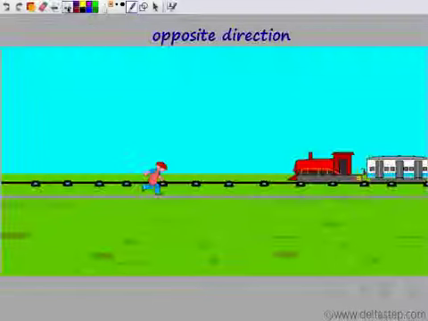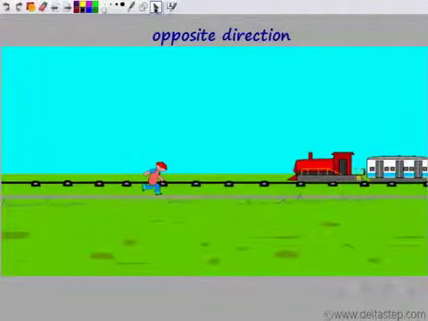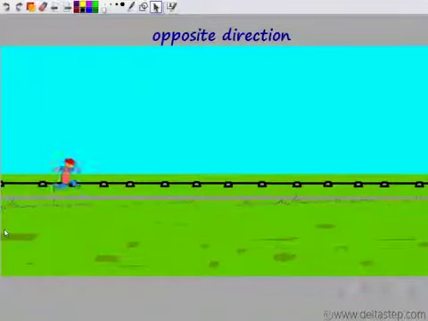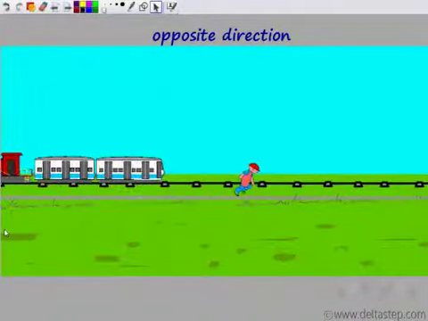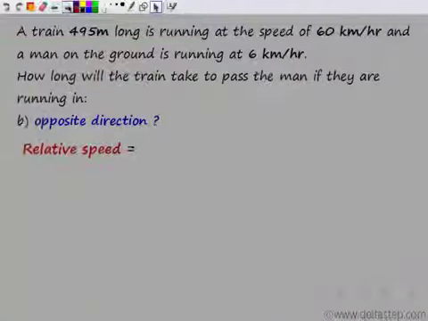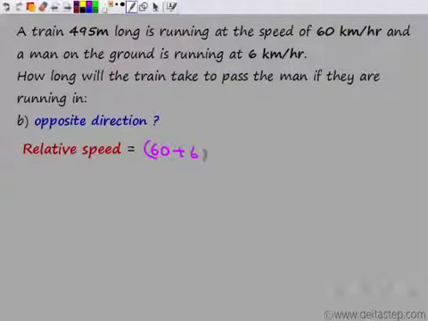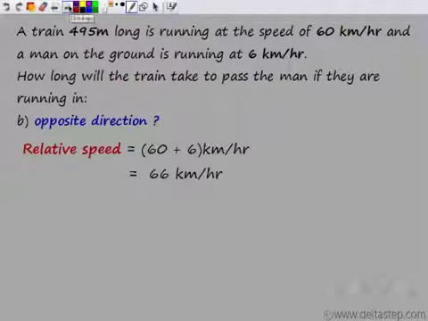Let's first see a video. So since they are running in opposite direction, we know the relative speed would be nothing but the sum of speeds. So train was running at 60, the man is running at 6 kilometers per hour. So the relative speed would be 60 plus 6 kilometers per hour, which gives me 66 kilometers per hour.